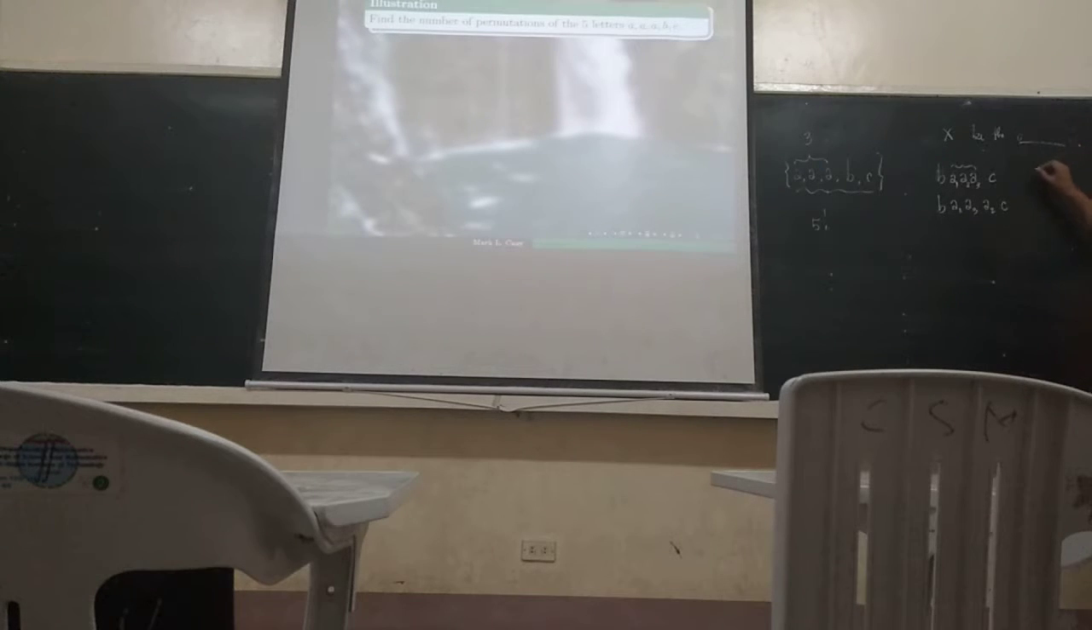Now observe that the arrangement of these 5 letters is 5 factorial. And the arrangement of these three letters is 3 factorial. So therefore, you can express x as 5 factorial over 3 factorial. And this is 3 factorial times 4 times 5 over 3 factorial, and you get 20. So there are 20 desired permutations.